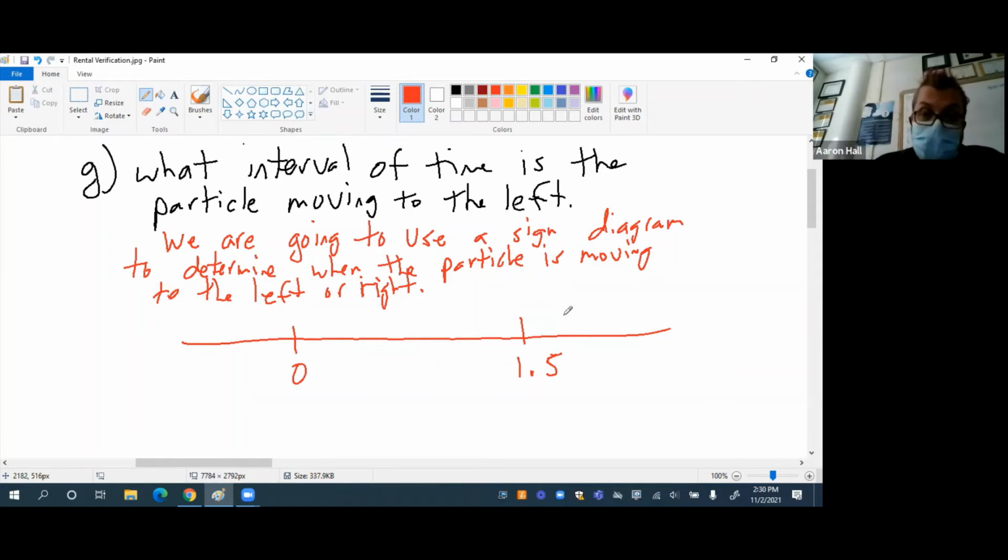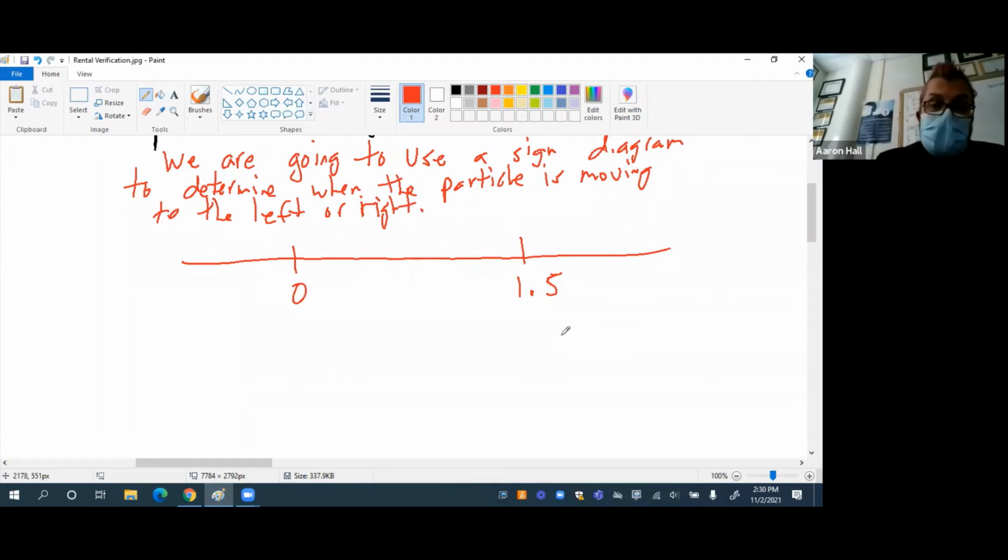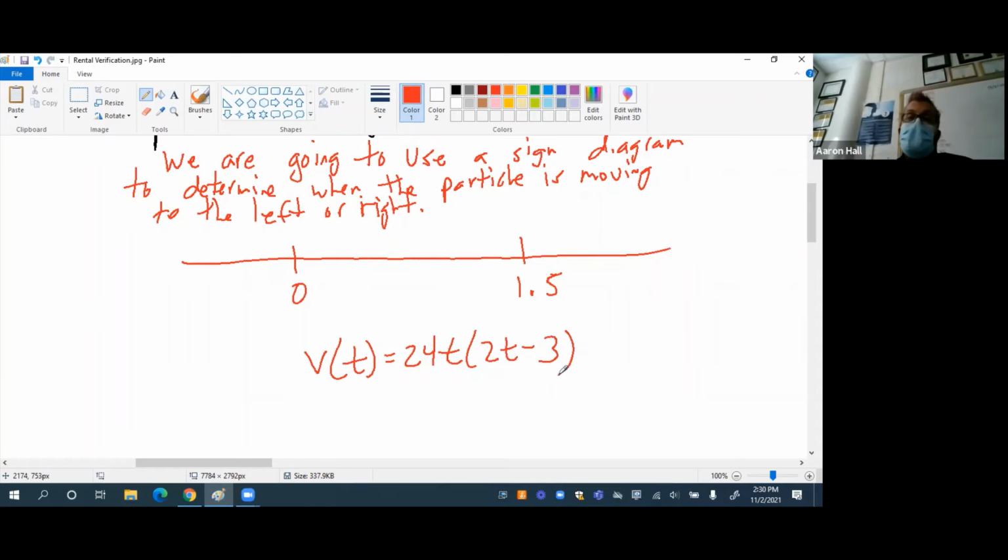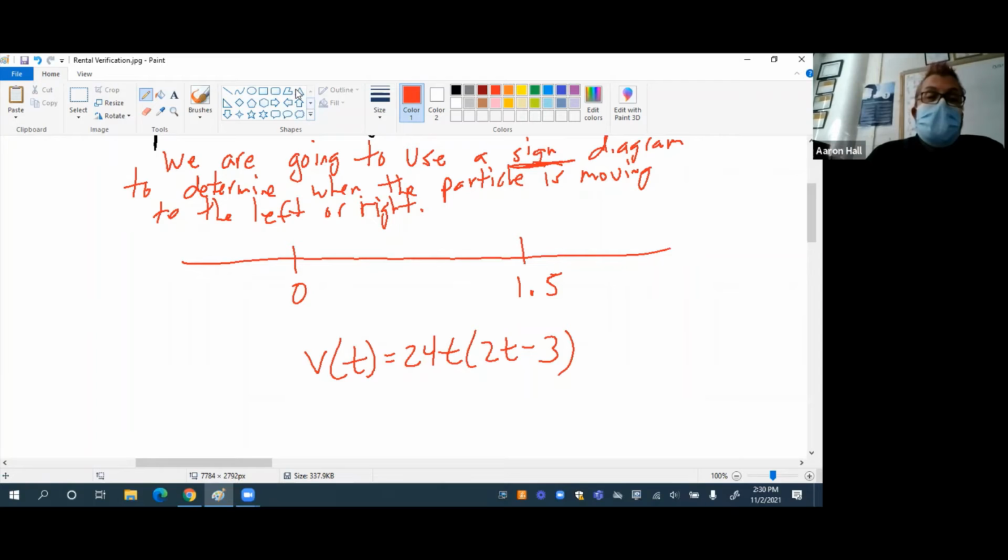So I want to use our velocity equation. And what was that velocity equation in factored form? V of t equals what? 24 t times 2t minus 3. So because we call this a sign diagram, all I care about is the sign. Just tell me whether it's positive or negative. Now give me a number over here that could be representative of this interval. Negative 1.